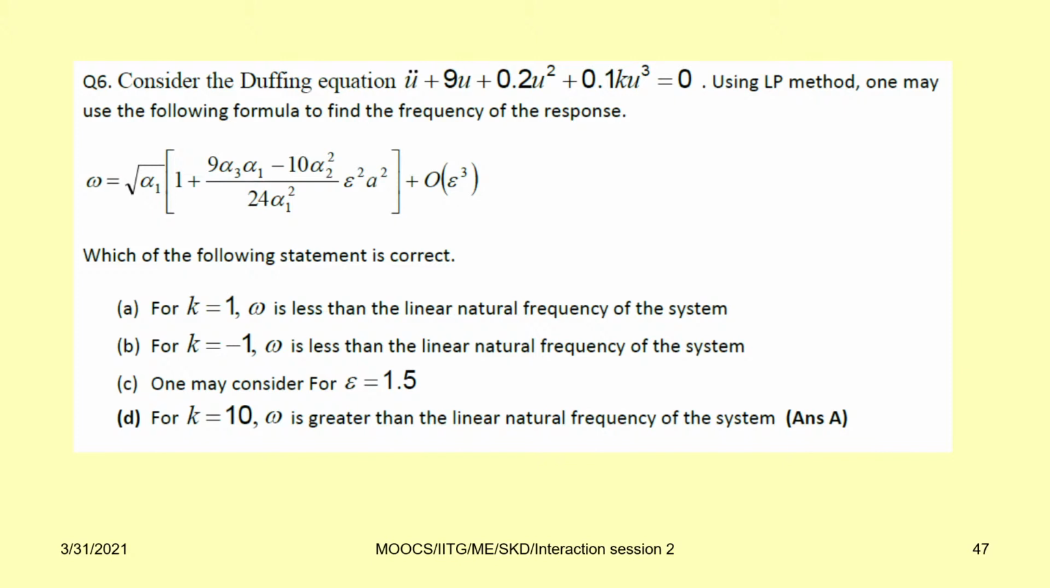Consider the Duffing equation u double dot plus 9u plus 0.2 u square plus 0.1 k u cube equal to 0. Using the LP method, that is the Lindstedt-Poincare method, one may use the following formula to find the frequency response plot. So the formula is given to you. Now you can check which of the statements is correct. For k equal to 1, omega is less than the linear natural frequency of the system. So you can verify that this is the correct option. Okay, next.